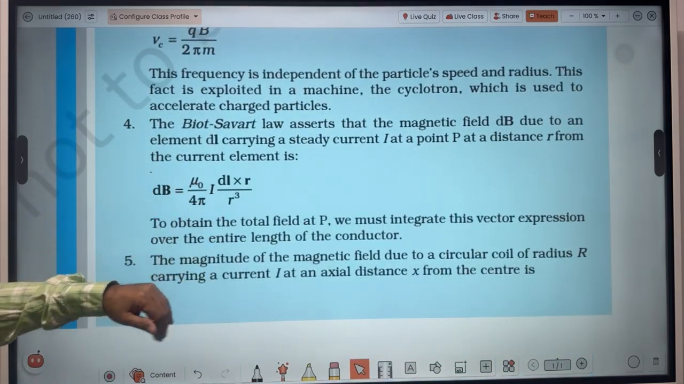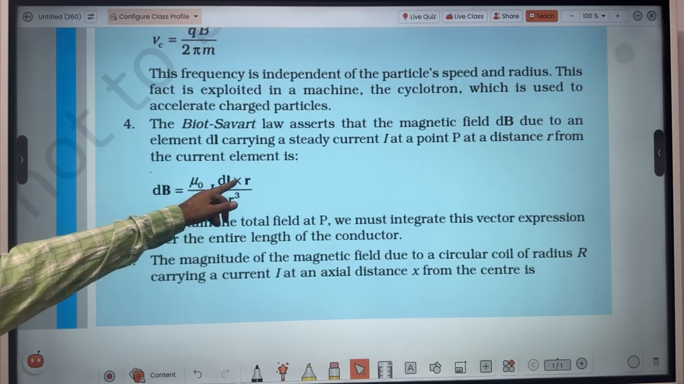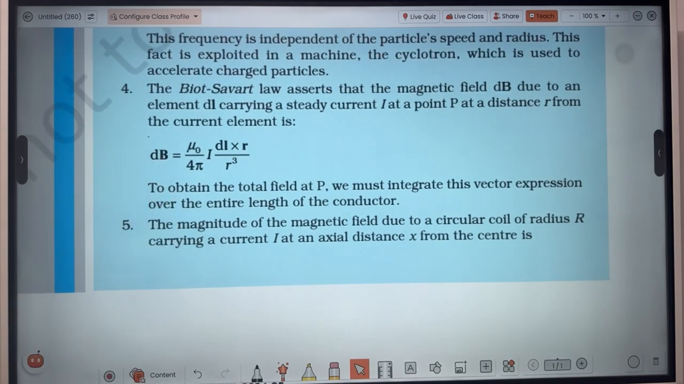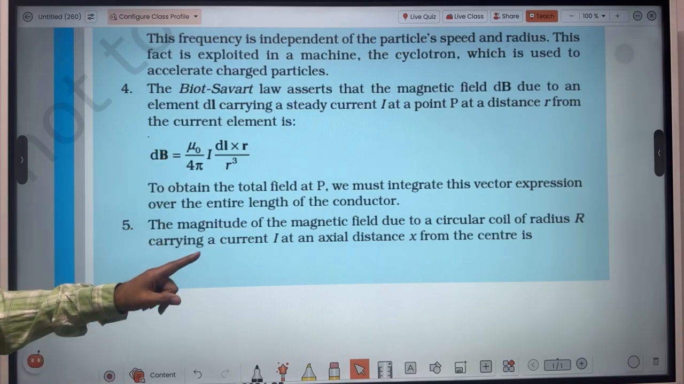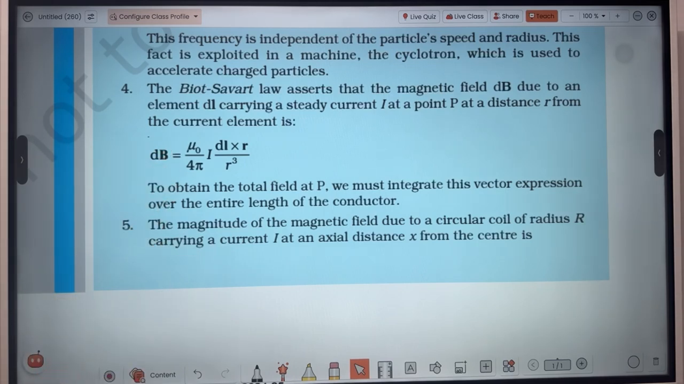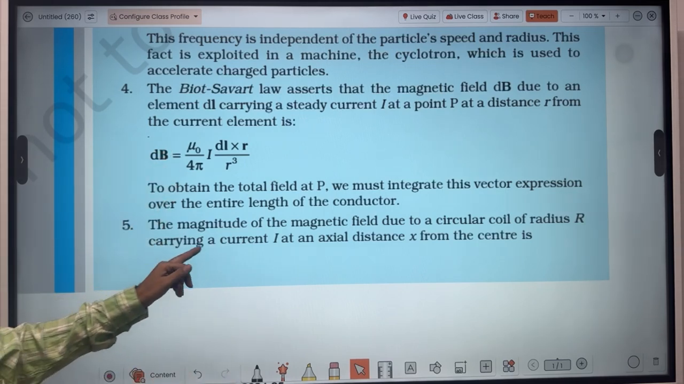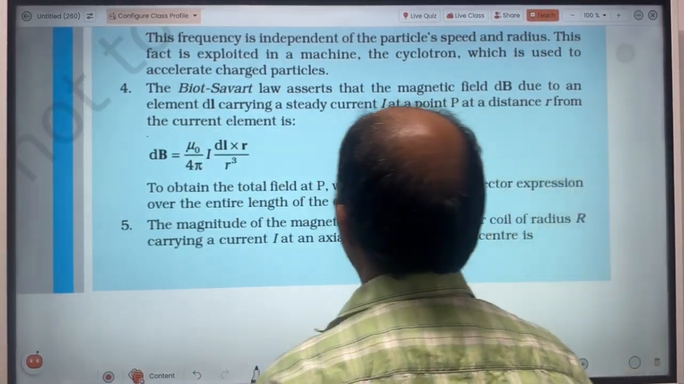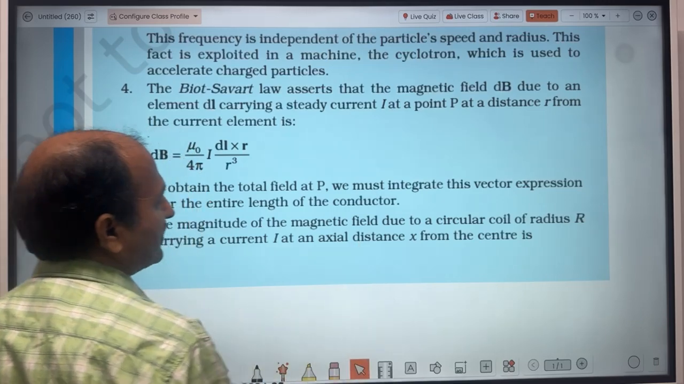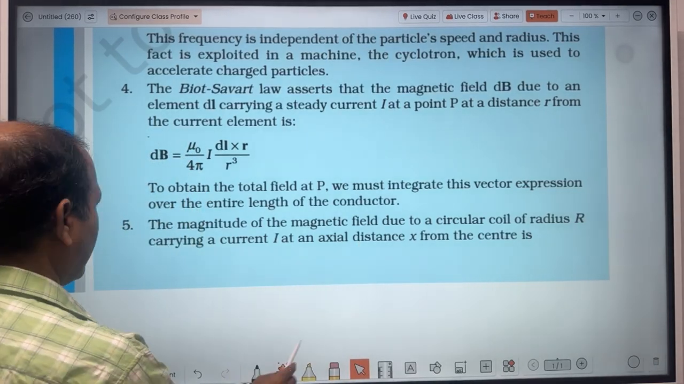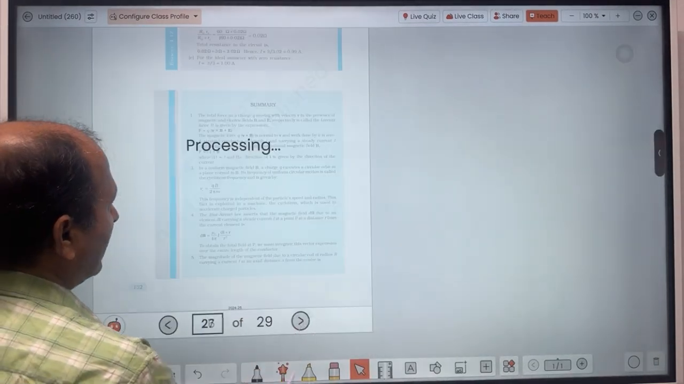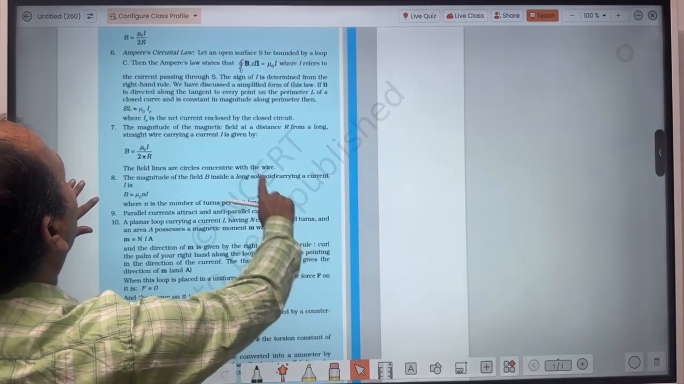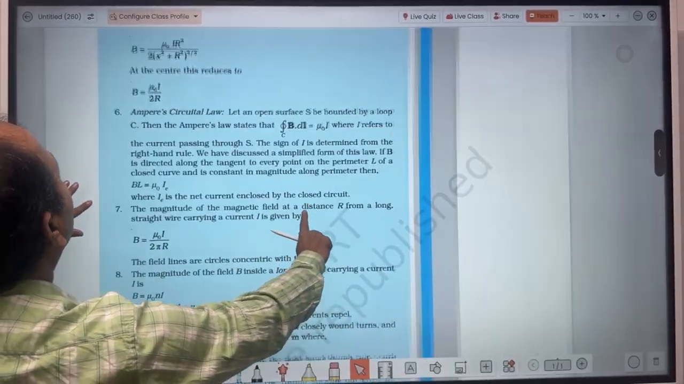In vector form, it becomes dB equal to mu naught upon 4 pi I dl cross r divided by r cube. And if we want to find out the total magnetic field, then it can be integrated and we can get it, right? Then the magnitude of the magnetic field due to a circular coil of radius r carrying a current I at an axial distance x from the center is, we have already seen these expressions, but for making you remember things, I am just telling one by one.